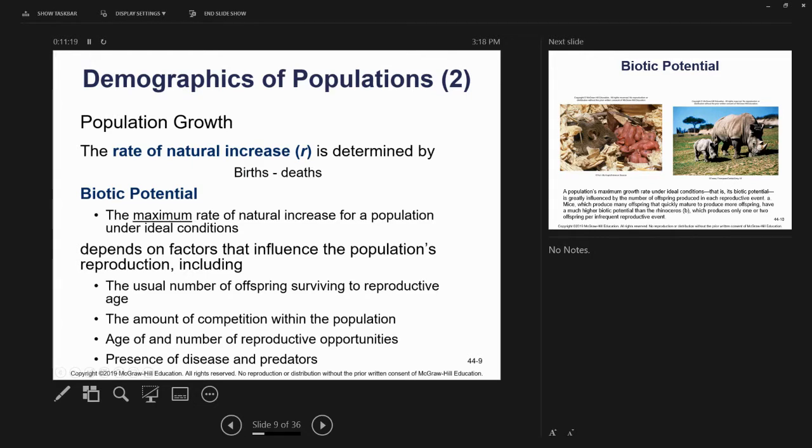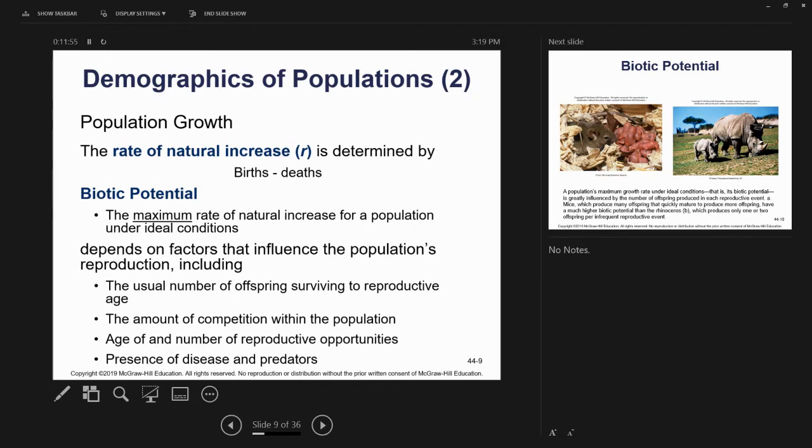So the factors that could influence reproduction include things like the number of offspring who survive to reproductive age. The more that survive to reproductive age, the faster we can increase that population, the higher our biotic potential. The amount of competition within the population. So competition occurs when resources are limited. So if there's unlimited resources, I don't have to compete. I know there's always going to be food and space and water and everything I need.